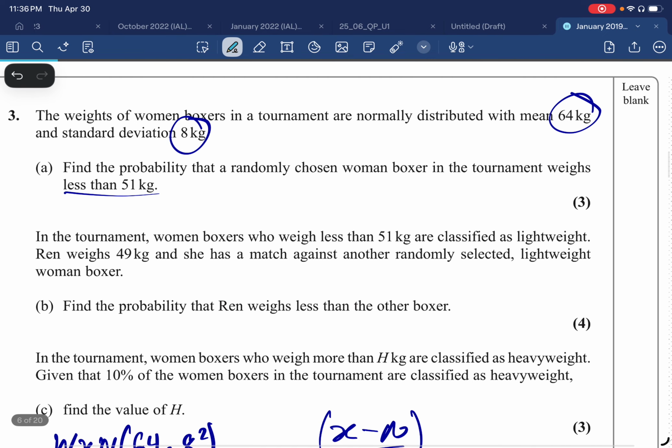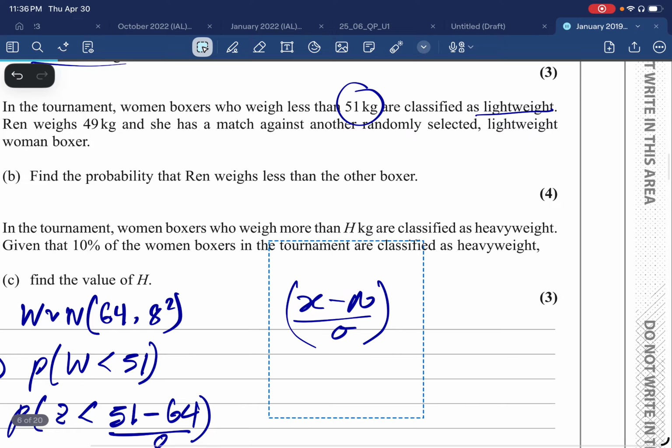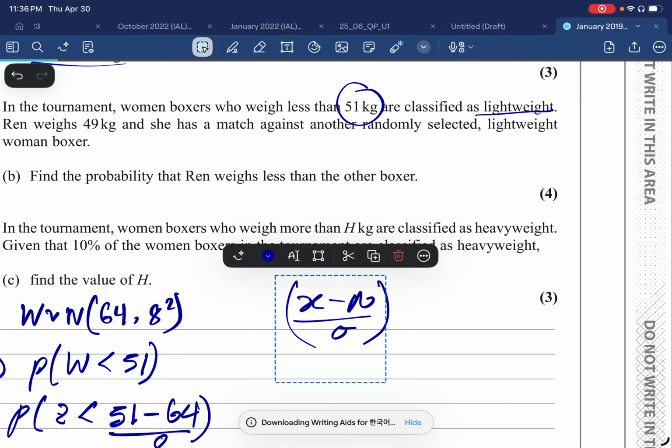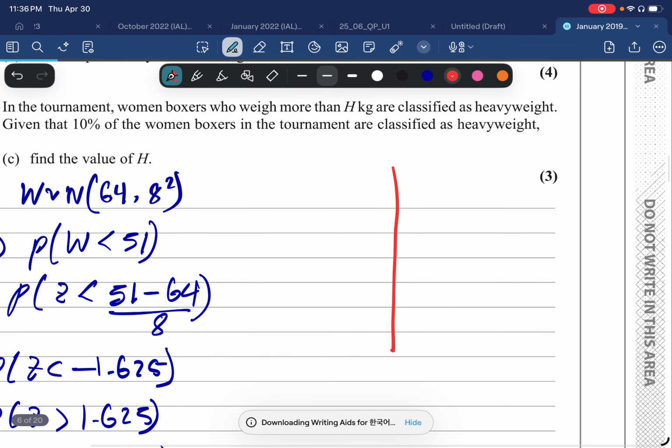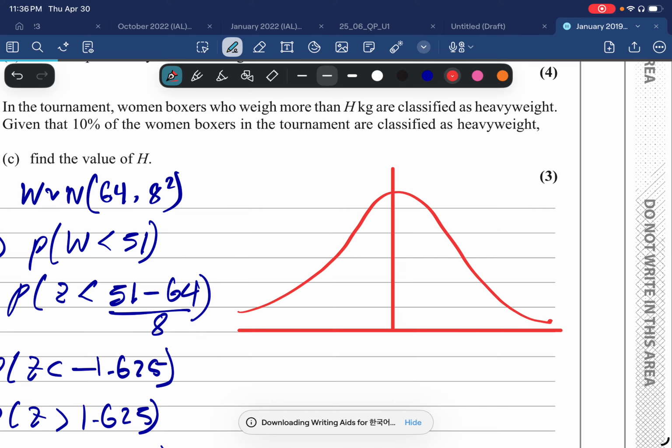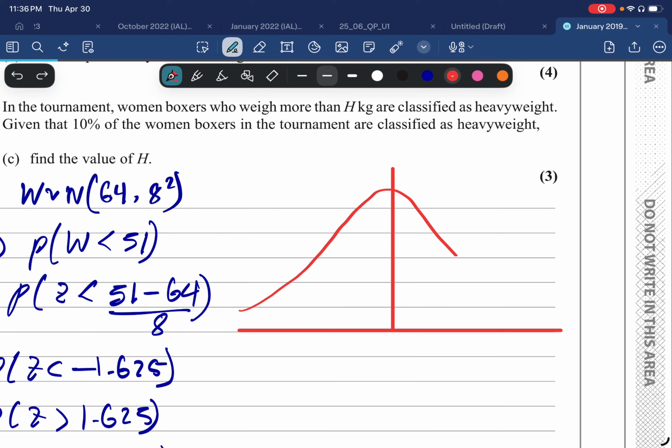Part B. In the tournament, women boxers who weigh less than 51 are classified as lightweight. We're going to become a little technical over here, so I'm going to draw the bell curve. The curve is going to save us here. So this is our bell curve. There you go. Our mean is 64.